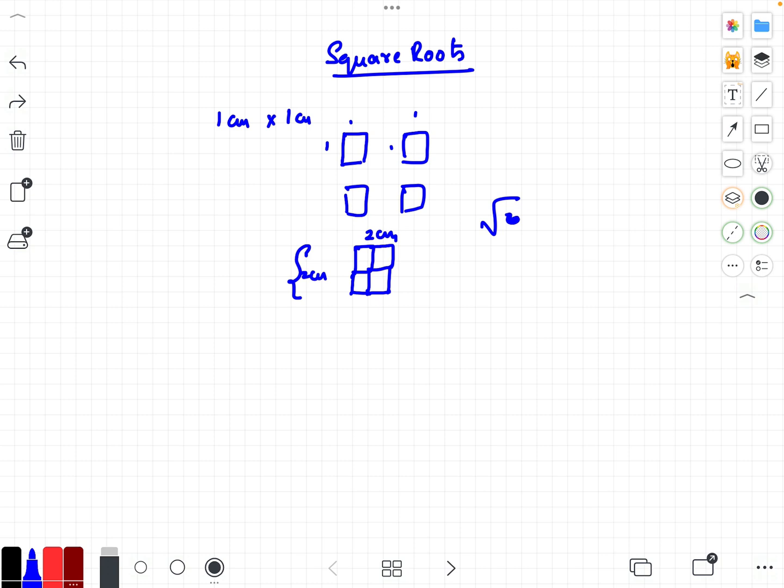Okay. What is the area of this square? 2 into 2. That is 4 centimeters square. The root is nothing but the square root of 4. That is 2. 2 is nothing but the side of that square.